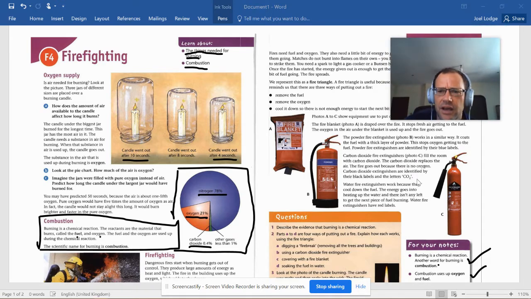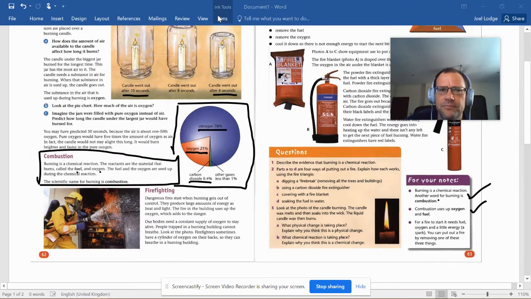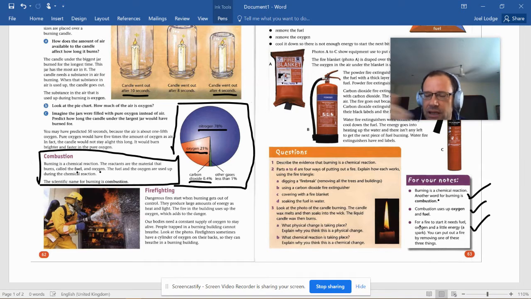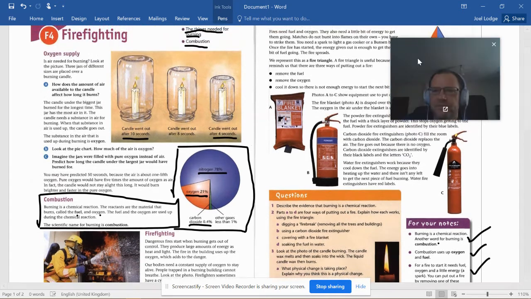Okay, so next few notes. For a fire to start, it needs fuel, it needs oxygen, it needs a bit of energy, a spark maybe, or heat. And we can put out a fire by removing any one of these three things, the fuel, the oxygen, or the energy.